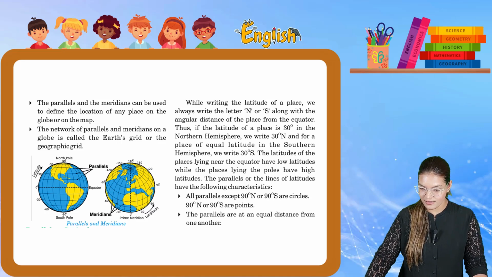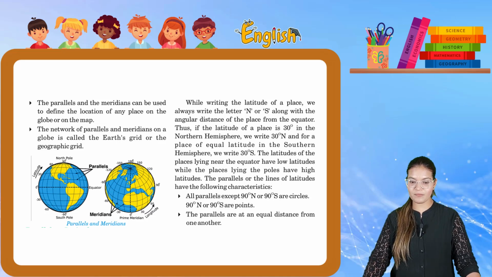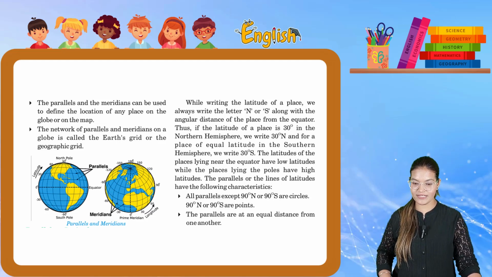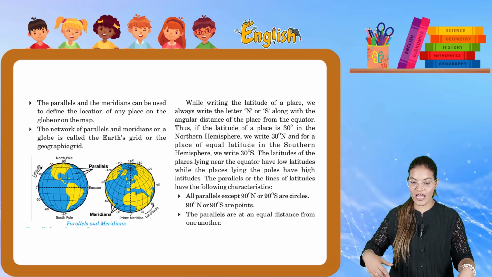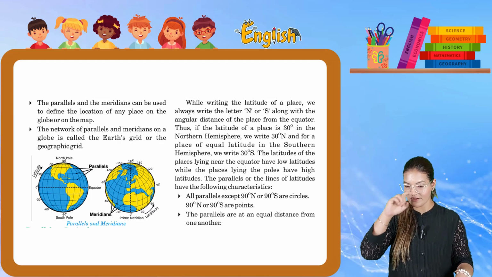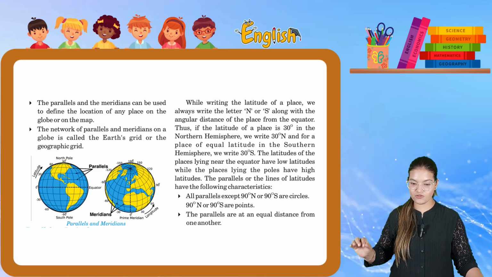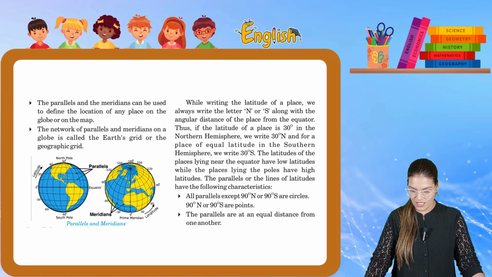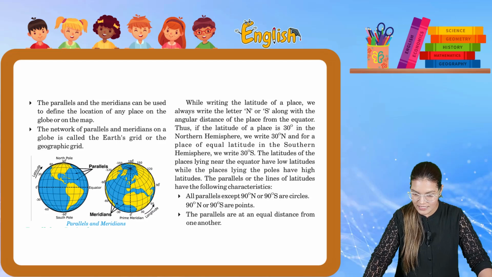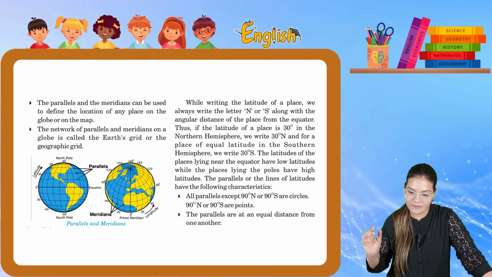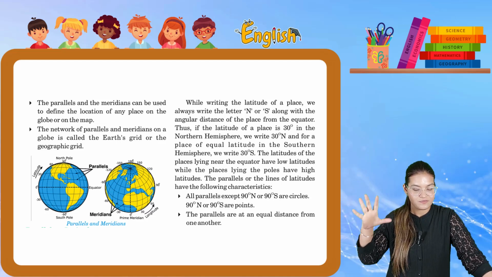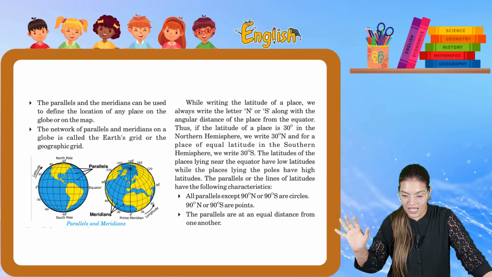Understand? Next, the places lying near the equator have low latitudes, while the places lying near the poles have high latitudes. The parallels or the lines of latitude have the following characteristics. So these are the 4 points, right? So all parallels except 90 degree N or 90 degree S are circles. 90 degree N, 90 degree S are points.